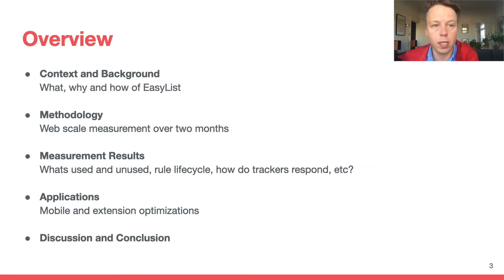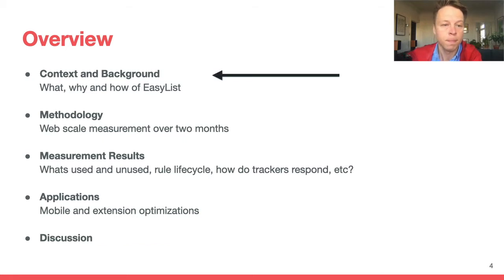So an overview of what I'll talk about. First, I'll talk about EasyList and some background or context about how EasyList is maintained. Then I'll talk about the methodology of the experiment we ran in this work. Then I'll talk about some of the results we found. Then I'll talk about some ways that we were able to apply those results to improve filter list application for users. And then I'll conclude with some discussion.